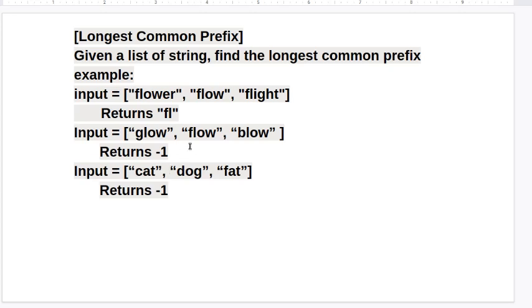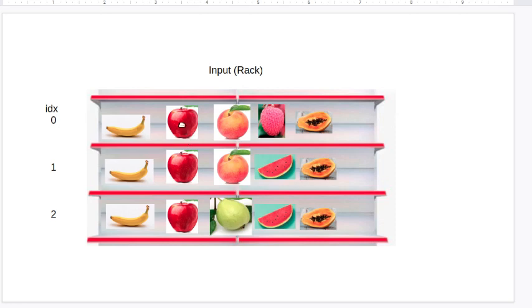So I want to highlight a brief example. Say that we have a rack as an input, and in the rack we have 3 rows. In the 3 rows we can put some fruits. So on the first row we have a banana, apple, peach, lychee, and the papaya. And same goes for the second row as well.